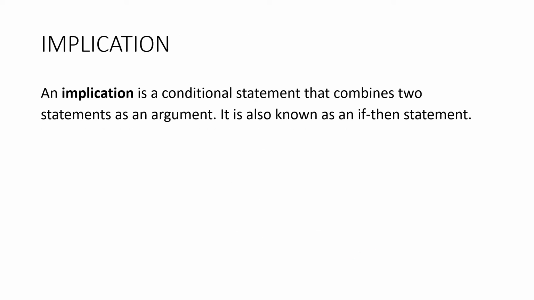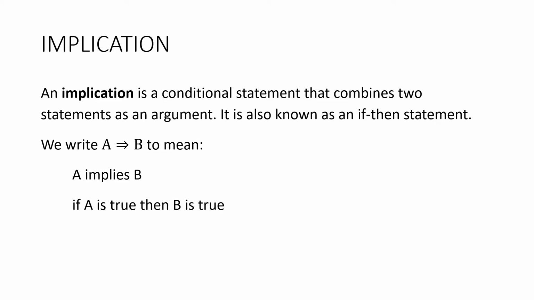Now an implication is a conditional statement and it combines 2 statements as an argument. It's also known as an if-then statement. If you've done any sort of computer programming, you'll be well aware of an if-then-else statement, which is very similar. But if not, it's fairly easy. This is what we write, A, and then an arrow like this, and then B. And this is what it means. A implies B, or if A is true, then B is true.